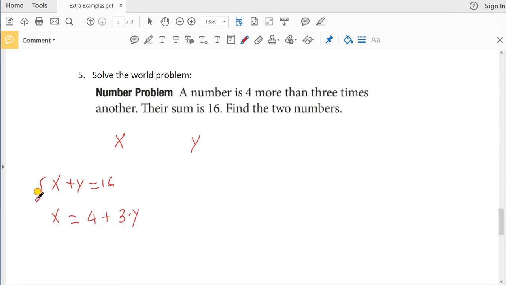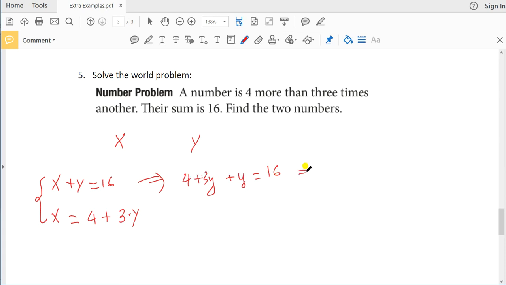Now this is a system of equations that we are trying to solve for x and y. And guess what? We already have x equals something, so this is a perfect example for the substitution method. Let's go to the first equation, x plus y equals 16. And x now is 4 plus 3y, which I get from the second equation. So 4 plus 3y plus y equals 16.